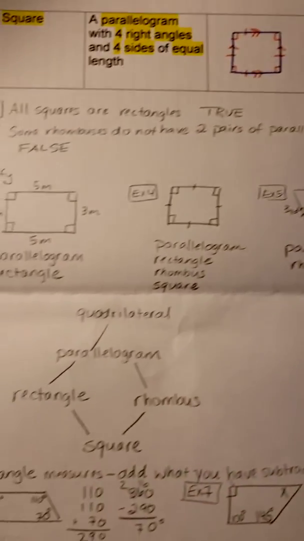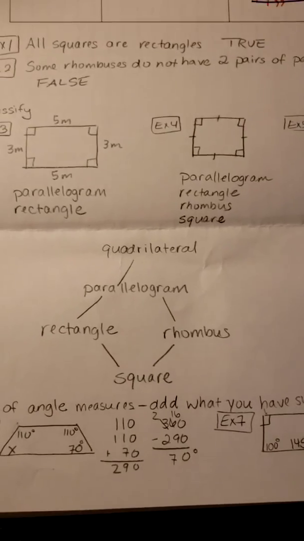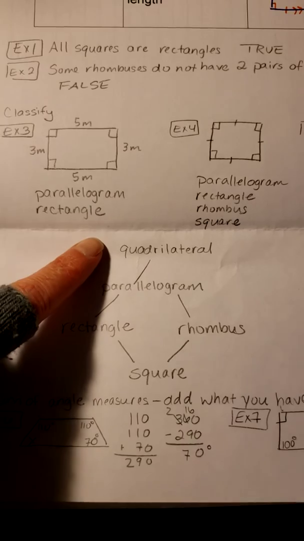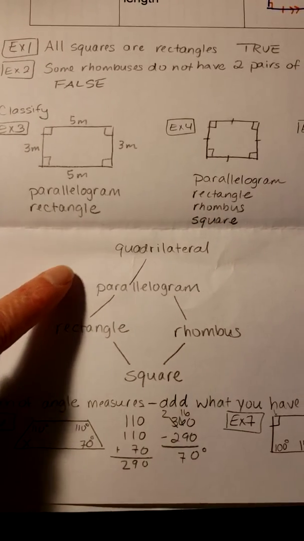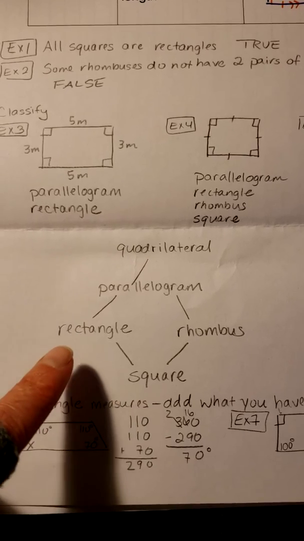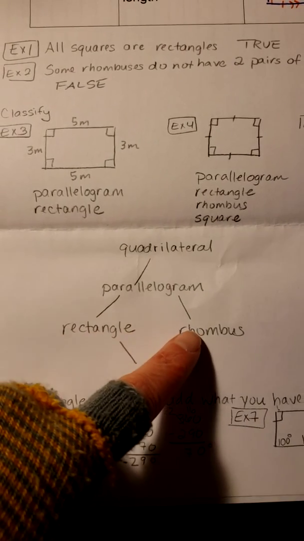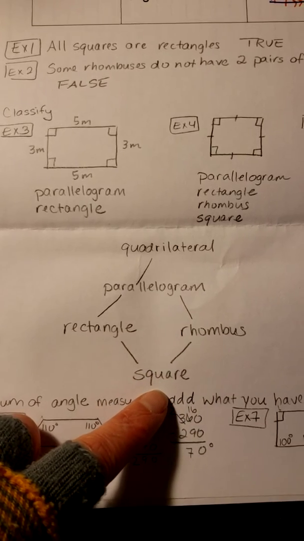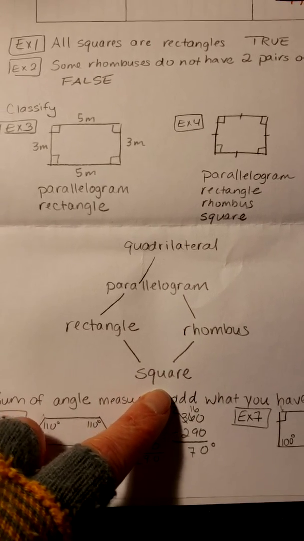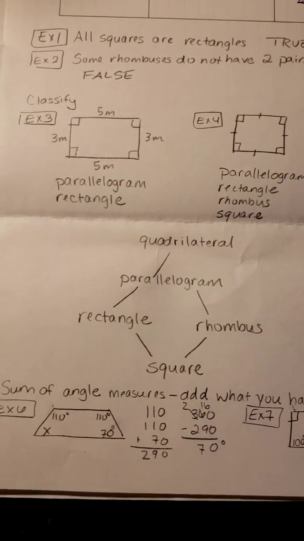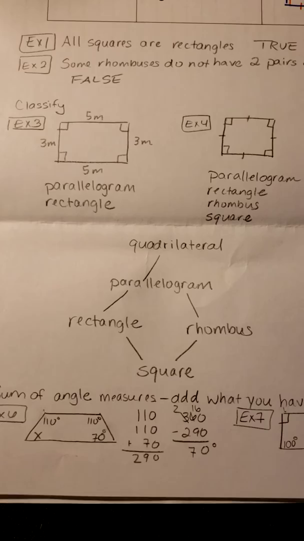Now I said we'd come back here and draw ourselves a little picture of how we categorize things. The quadrilateral is our big category. Then we have a parallelogram. Under parallelogram we have a rectangle and a rhombus, and then they come together and they both make squares. Eventually we'll talk about one other category that'll go over here on the side, but for today, these are the quadrilaterals we're looking at.